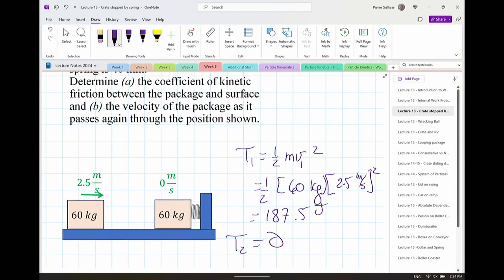So I can start out by writing, well, I've got an initial kinetic energy, which is given as 2.5 meters per second quantity squared times 60 kilos times 1/2, and I end up with 187.5 joules. I bring the system to rest. So if I bring the system to rest, then I have the change there.